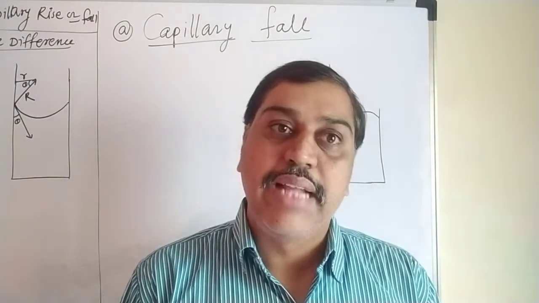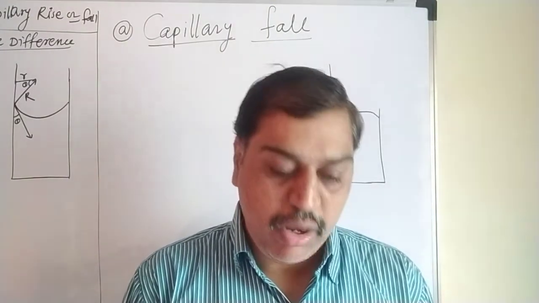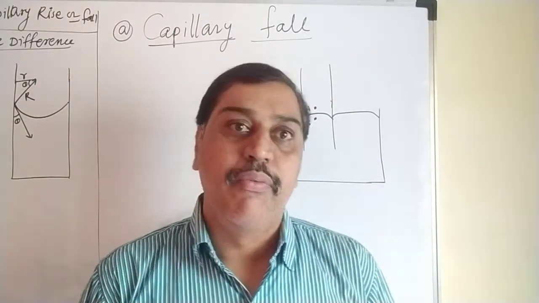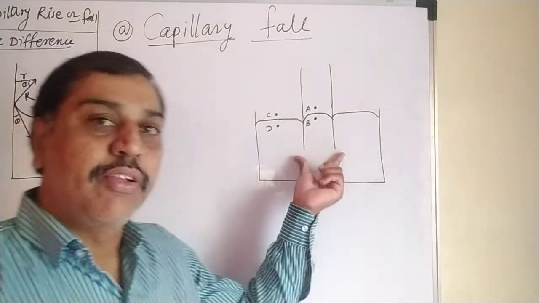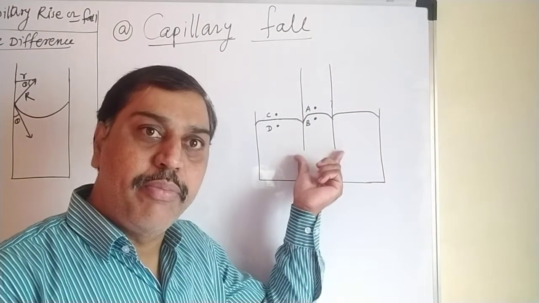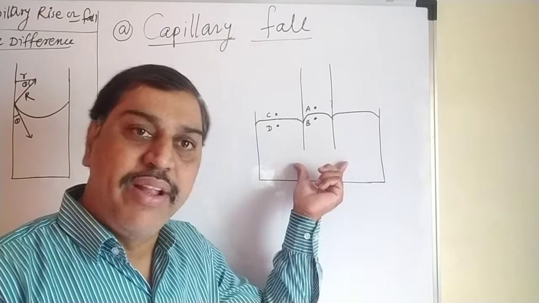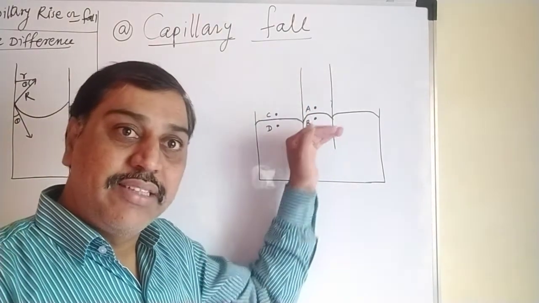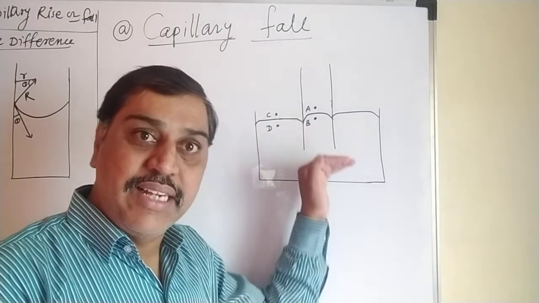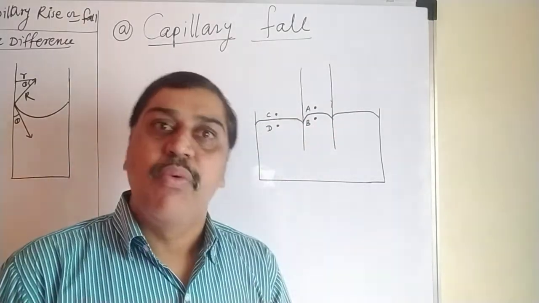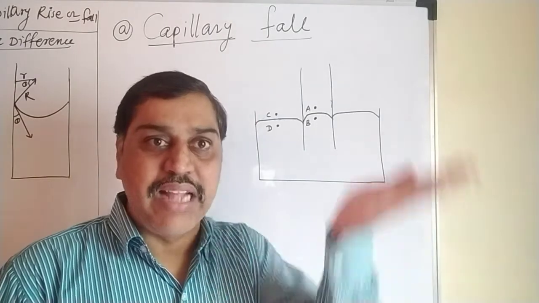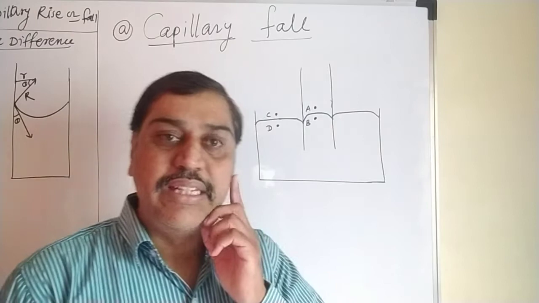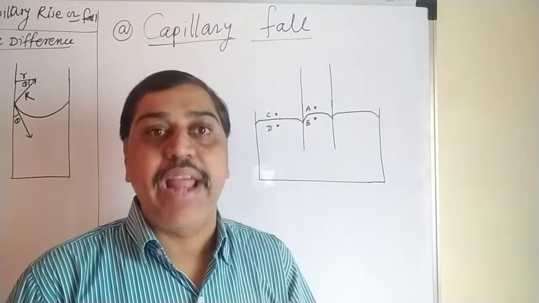Now the next part of the topic is: how does the level rise or fall when we dip a small bore cylindrical capillary tube in a liquid? It is seen that in some liquids the level rises compared to normal, and in some cases the level decreases, or falls. Why does the level rise in some liquids and fall below the normal level in others? That is what we have to see in capillary action.